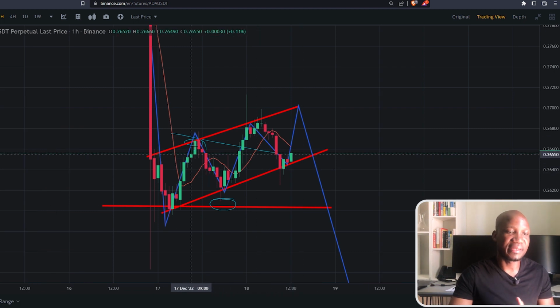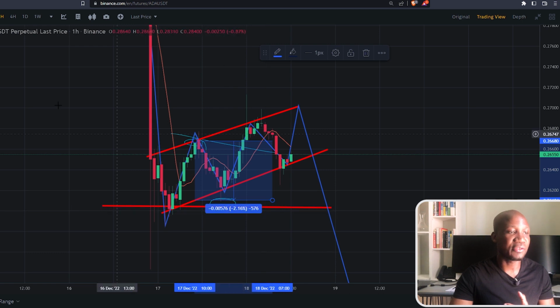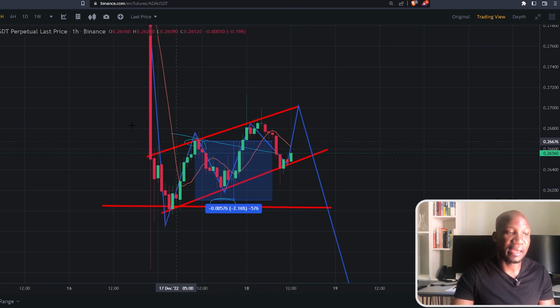For example, we can see that this call that we made here made 1.8%, almost 2%, actually 2.10%. You can see that's 2.10%. So if you're trading, let's say $1,000 with 10x leverage, that is more or less about $300 in profit.